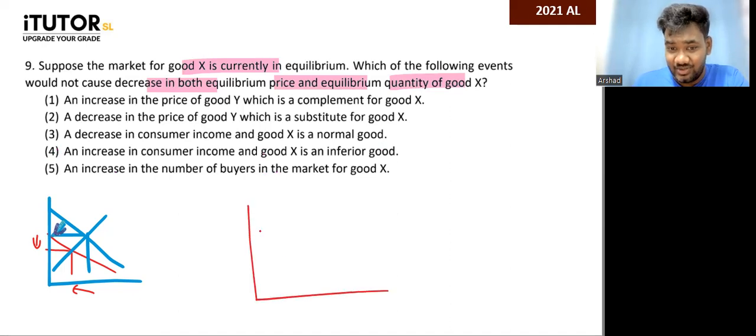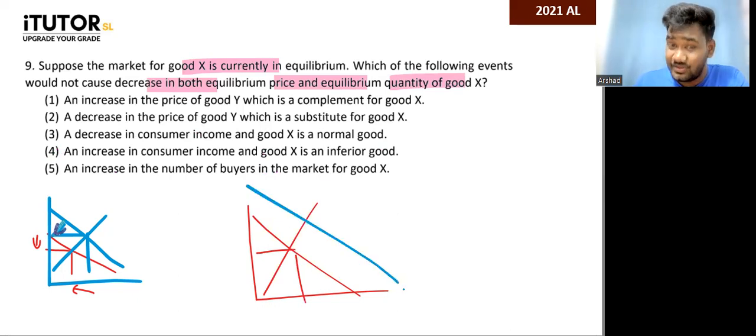So you had demand and supply like this. When there is an increase in the number of buyers, the demand curve will shift to the right. As a result, equilibrium price goes up, equilibrium quantity goes up. So that is the one that would not cause a decrease in equilibrium price and equilibrium quantity.